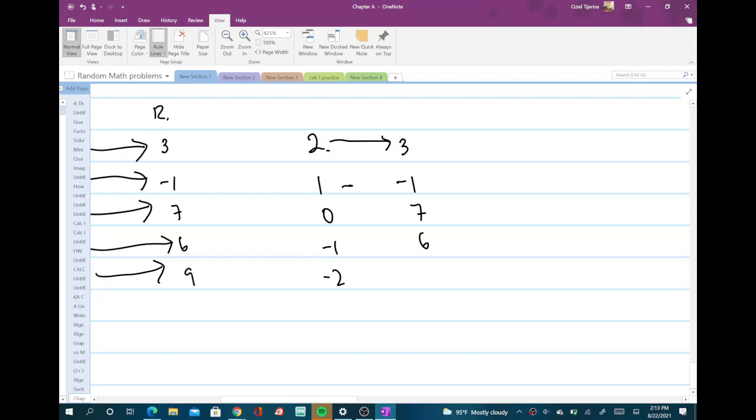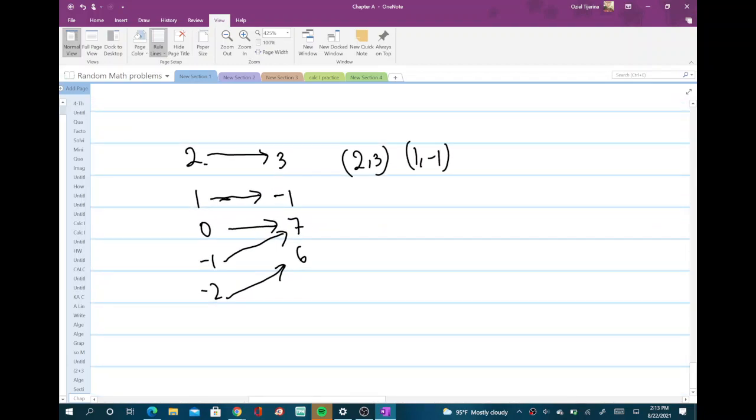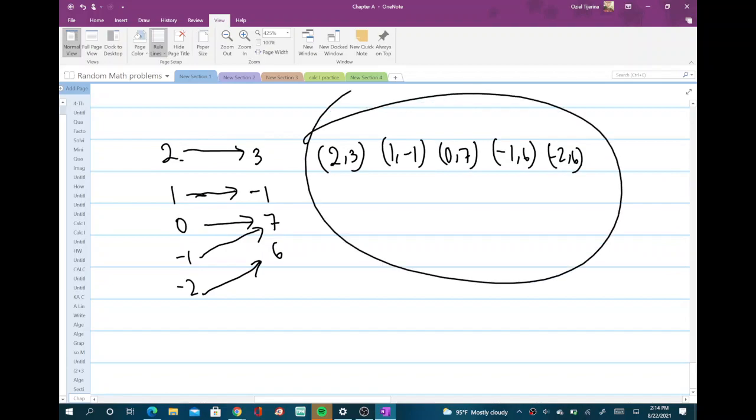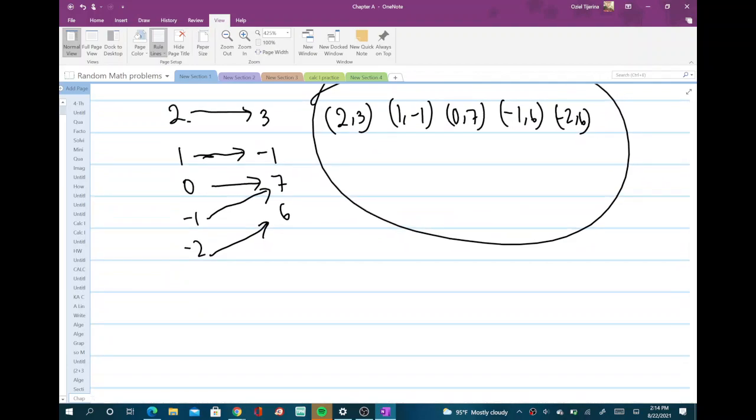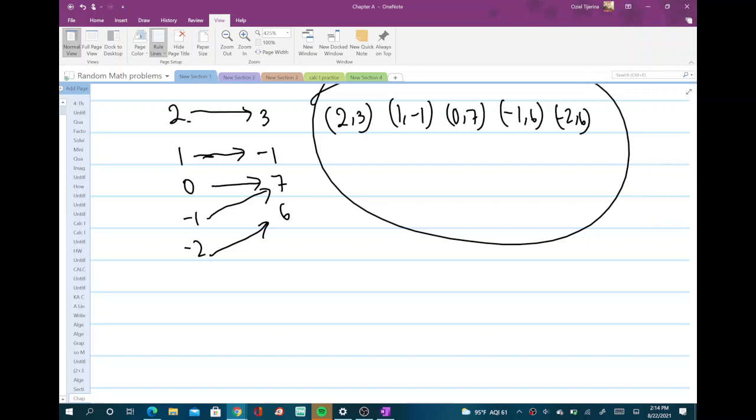Basically what I'm saying is that you can have something like this, but also where another number also is the same exact thing. So for example, you can have 2, 3, 1, -1, 0, 7, -1, 6, and -2, 6, right? So it's okay for you to have something like that. And if we actually plot those on Desmos, it will represent a function. So give me 1 second, just so I can make sure I actually plot these correctly. Hold on, guys.